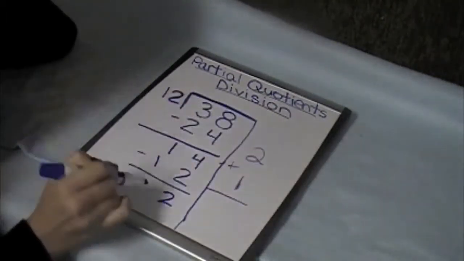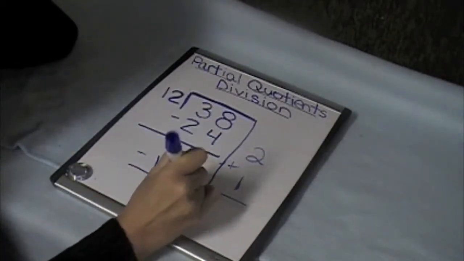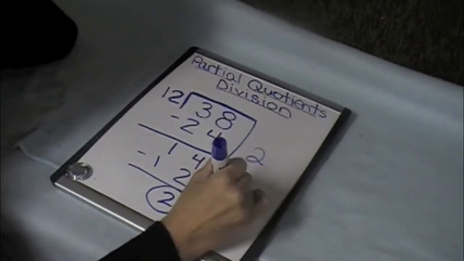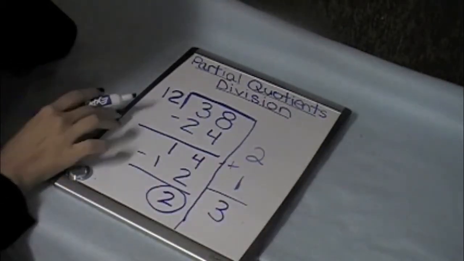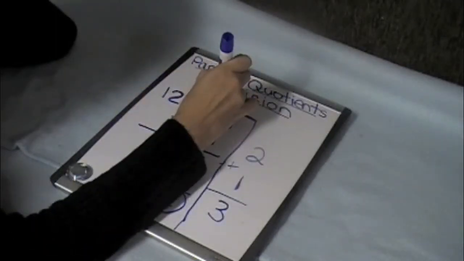And now I'm left with 2, and 12 cannot go into 2, so therefore this is my remainder. I circle my remainder. 2 plus 1 is 3. So my answer is 38 divided by 12 is 3, with a remainder of 2.